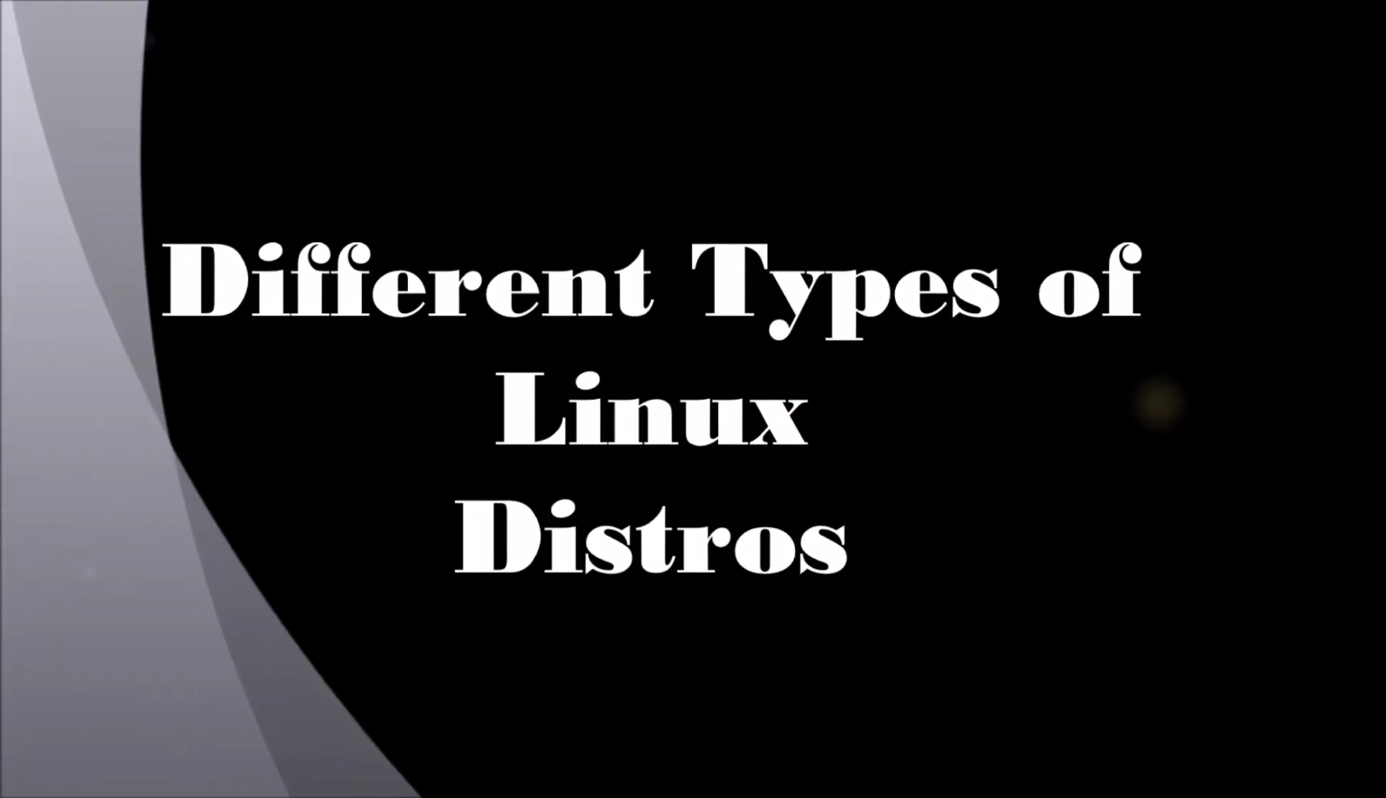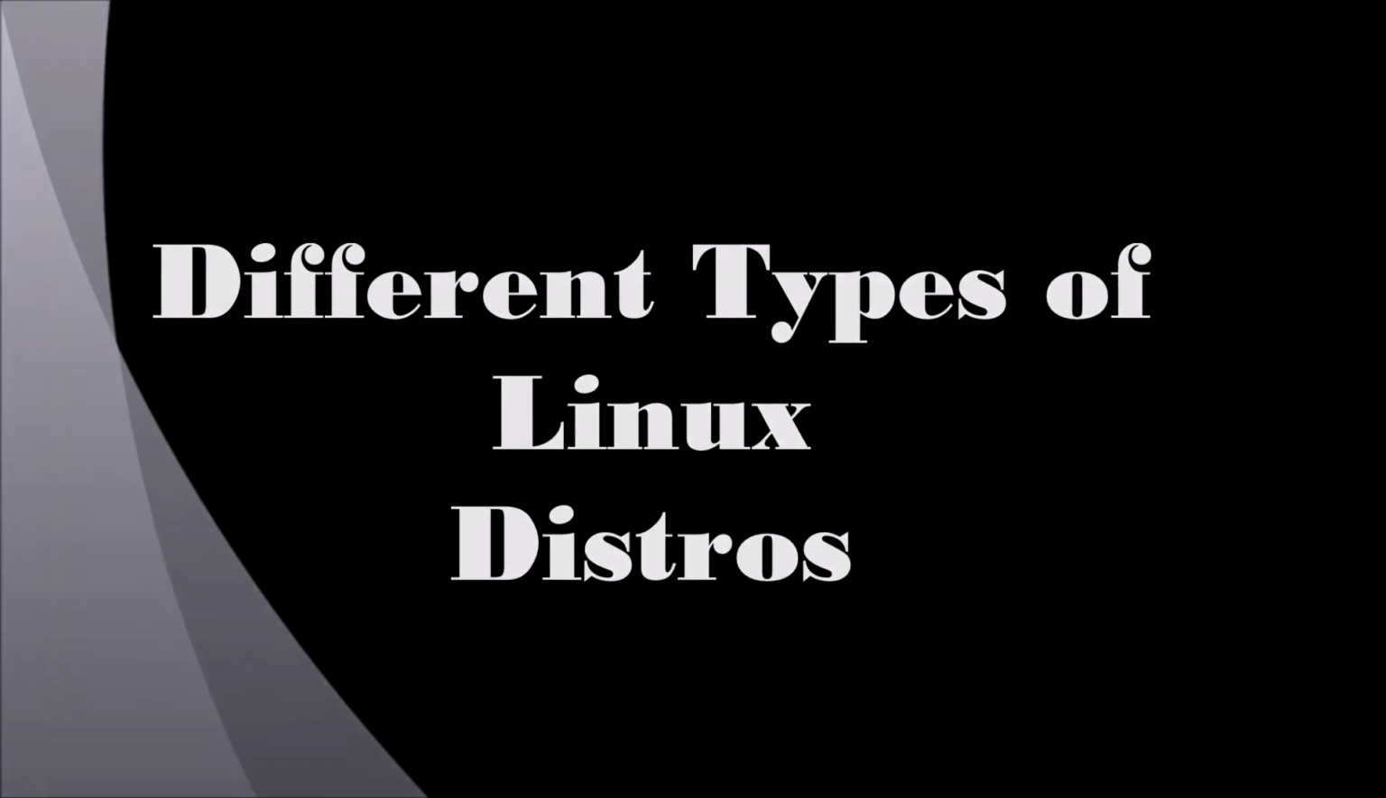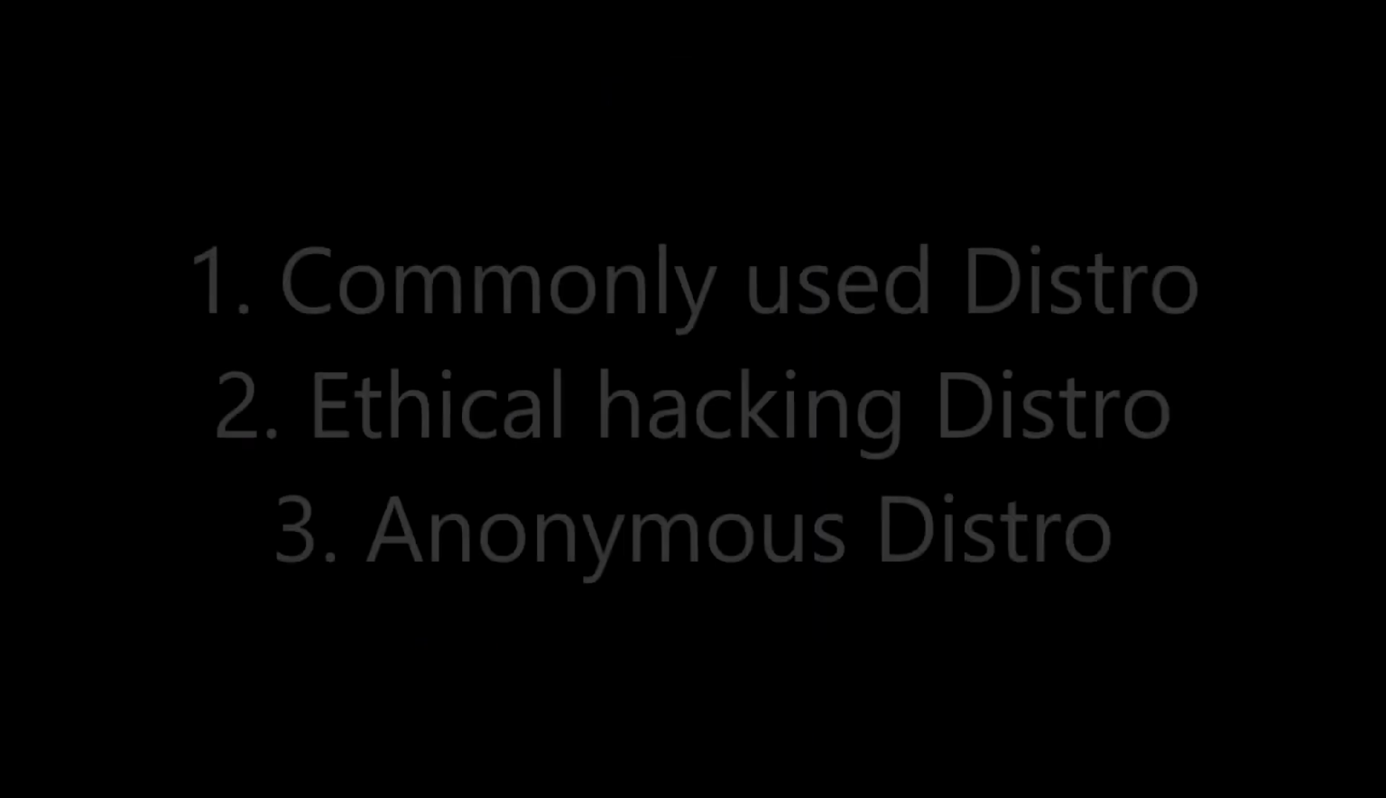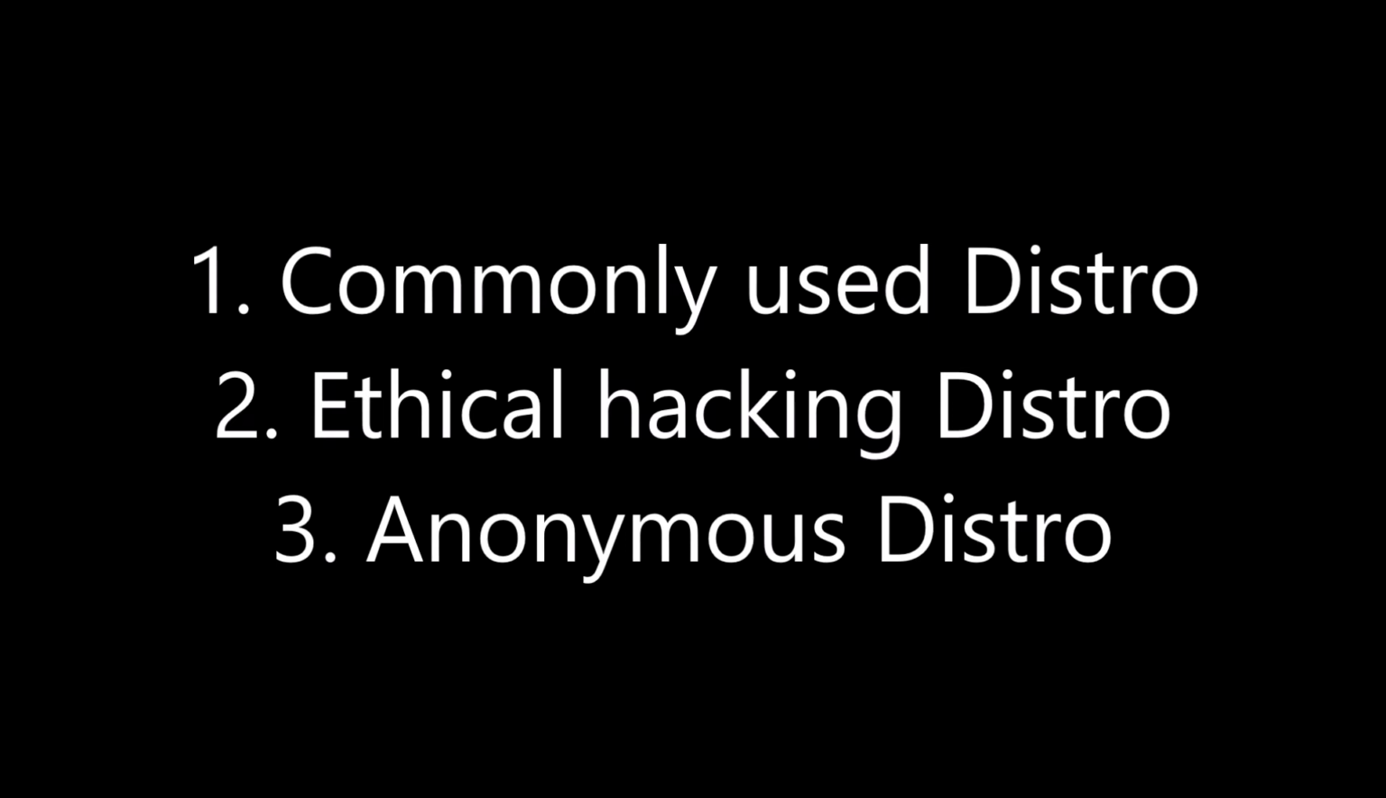So today we are going to be discussing different types of Linux distros. Linux is most commonly used by IT professionals. There are many Linux distros that are used and there might be many different categories. But I like to categorize them into three main parts. First one, commonly used distros. Second, ethical hacking distros. Third, anonymous distros.